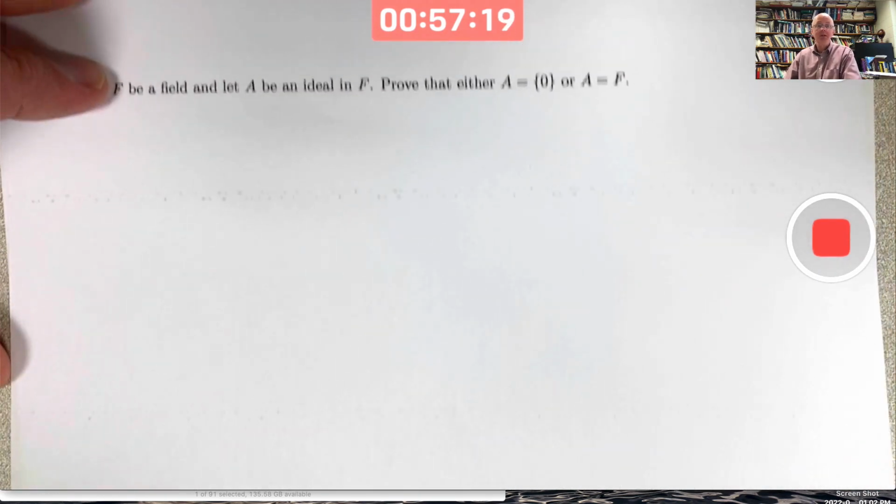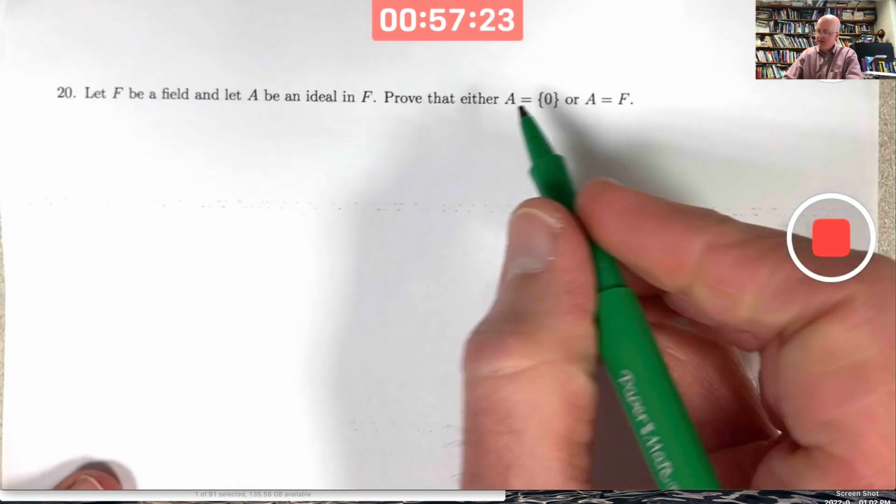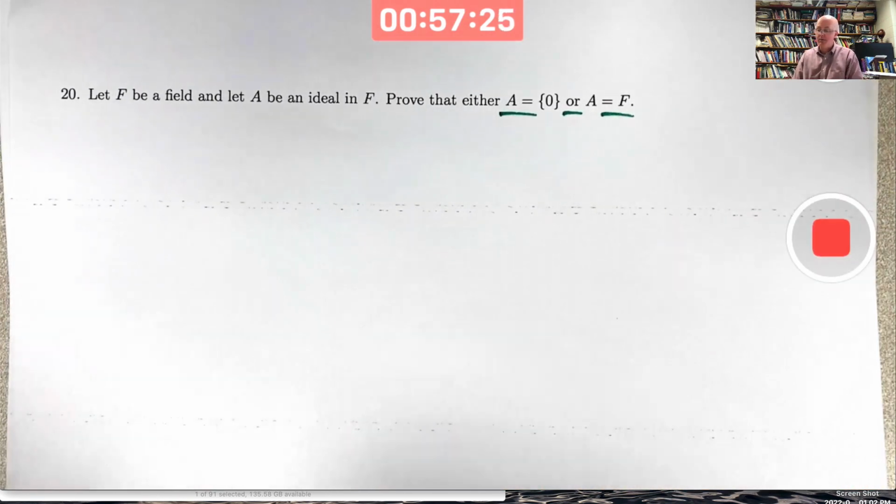On to some proofs. Number 20, let F be a field, let A be an ideal in F. Prove that either A is trivial or A is all of F, non-proper. We referred to this with a true-false question earlier, but now prove it.